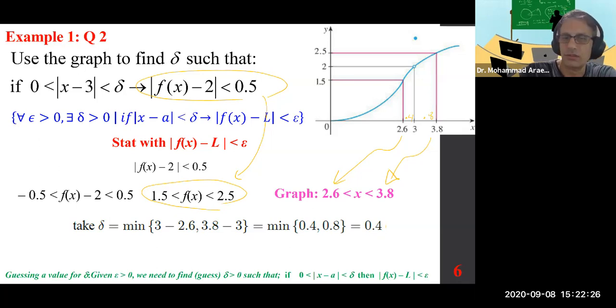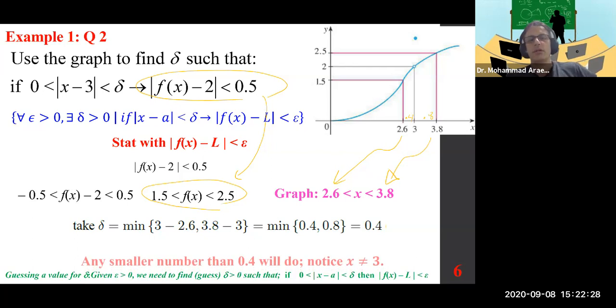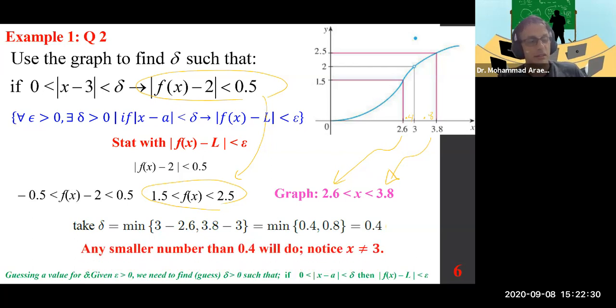I can't emphasize this enough. Any smaller number will do. And that's another thing. When we say, here's the value of delta, any number less than that will also do the job. So a fast and easy way to do this question, take a look at the graph and take a look at the distance from 3 and pick up the smaller. Now the rest is just going over the explanation.